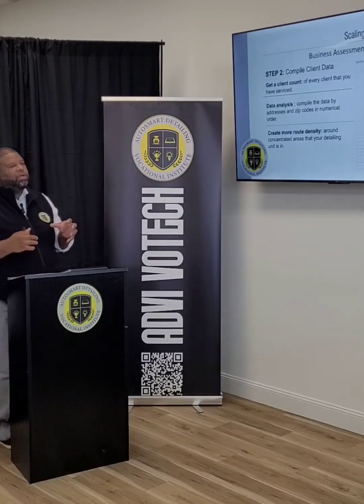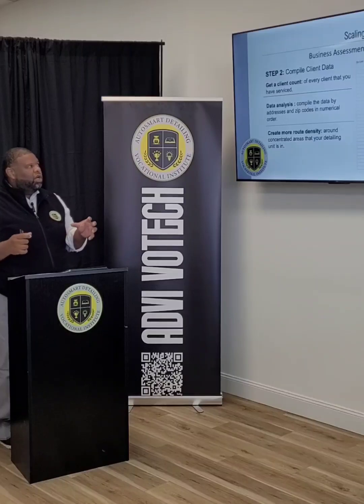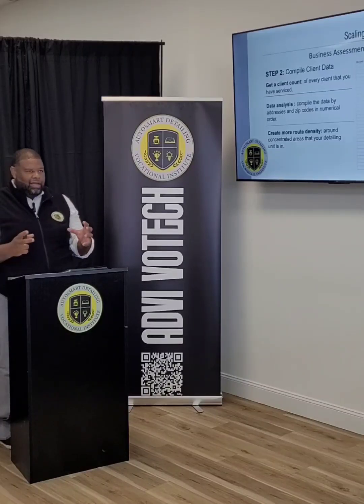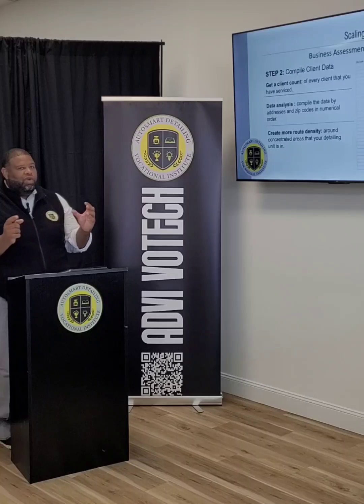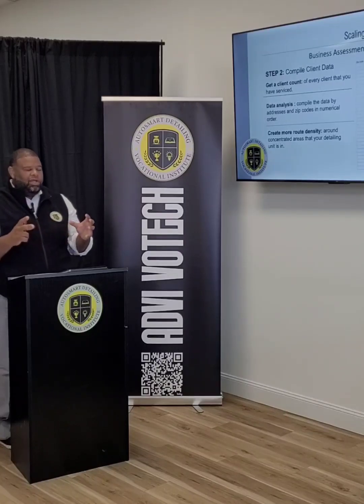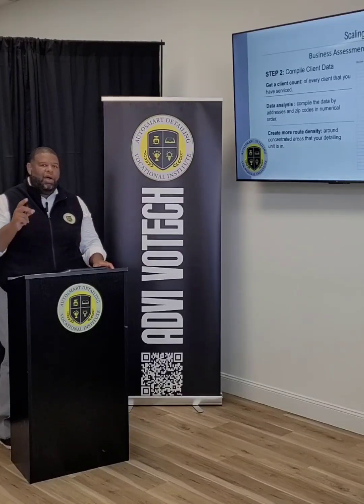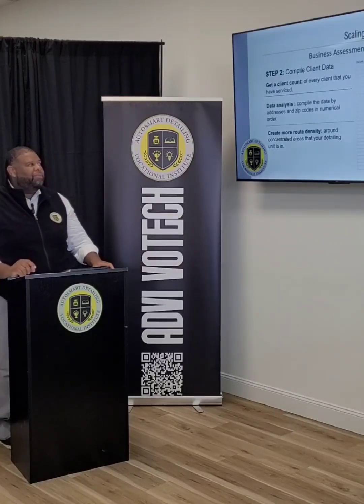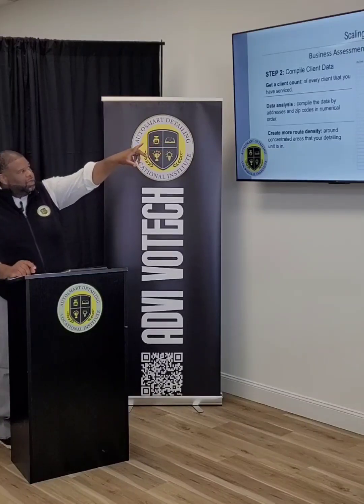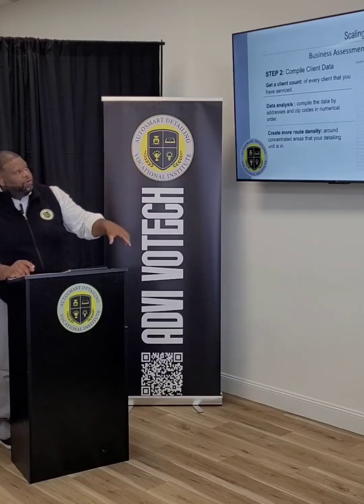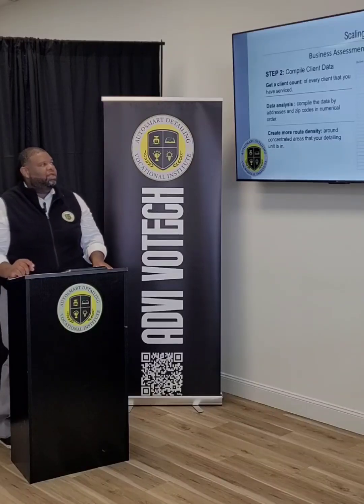Compiling your data helps you with creating route density. So once you take all your names, compile them together, and put them in numerical order, now you're going to compile it again. You're going to count how many houses or vehicles you're doing in that particular zip code. As you see up here in Metairie, Jefferson, they do 15 vehicles in that area, and that's 7001. 7002, they do 4 vehicles. 7003, they do 6 vehicles.